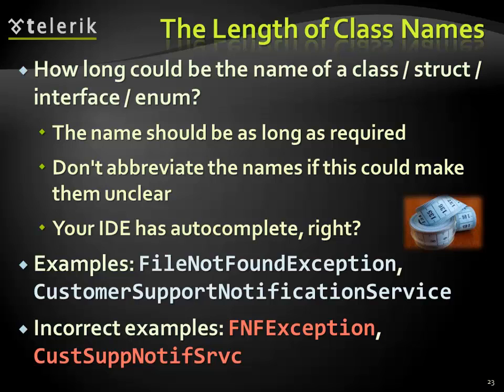Some good examples are FoundNotFoundException or CustomerSupportNotificationService, still an acceptable name, instead of FNFException, which is not very clear what FNF is, or CustSupNotifSrvc. You see, it's hard for me even to pronounce that. It's much more readable, even though it's long, to say CustomerSupportNotificationService. So that's about the length of class names. Use as long length as necessary. Always try to keep it as short as possible, and don't expand if something doesn't really add clarity to the name, but never abbreviate.